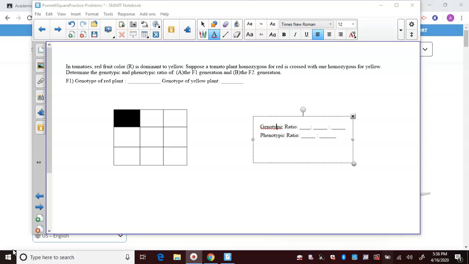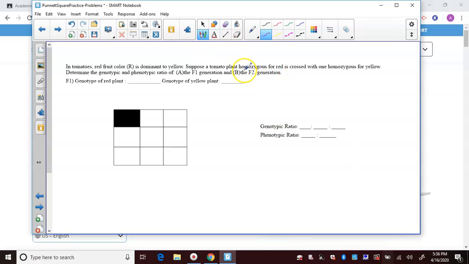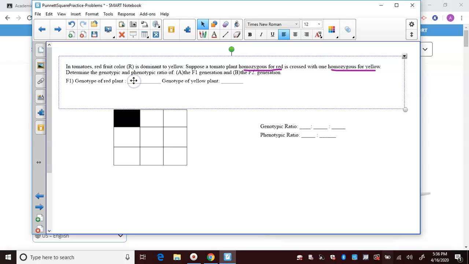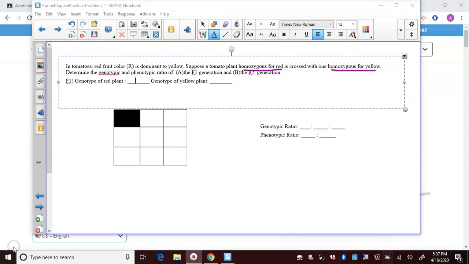So to figure out the F1, you're just going to cross the two different parents that they're giving you. So again, I'm just going to highlight the information here or underline it. So we have homozygous red, and we're crossing it with homozygous yellow. So those would be the parents. So this would be our first genotypes we're going to write down. All right, so here's the first one. It's going to be homozygous for red. And then over here, homozygous yellow. It's going to be 2 lowercase r's.